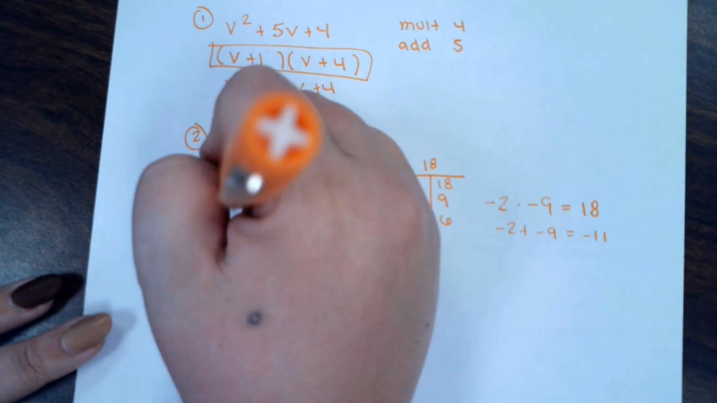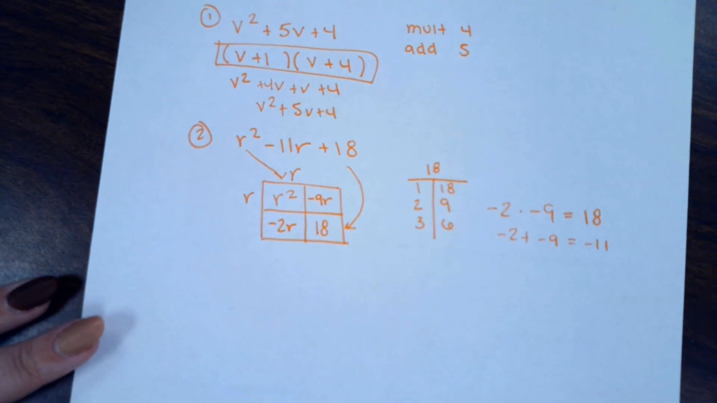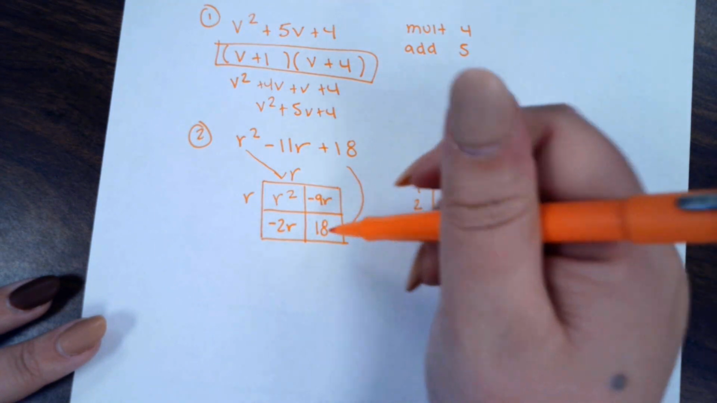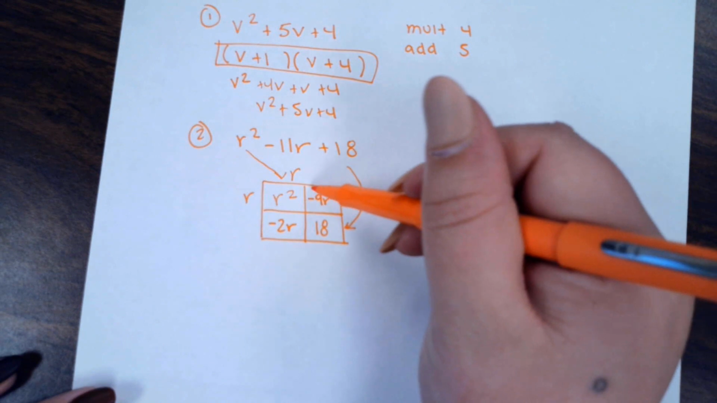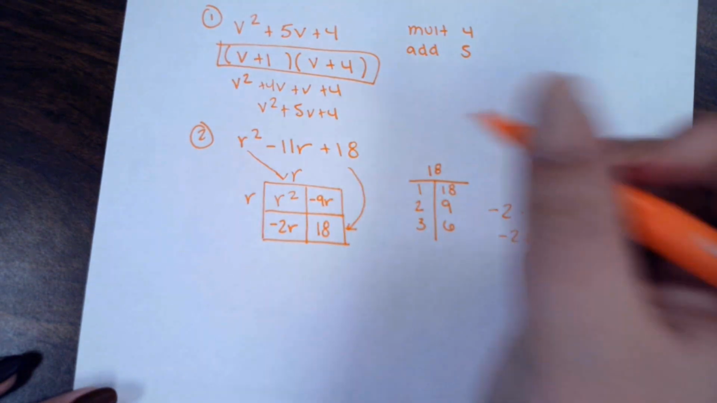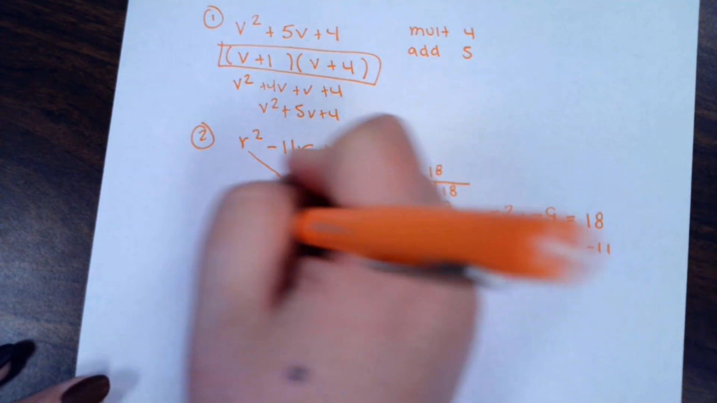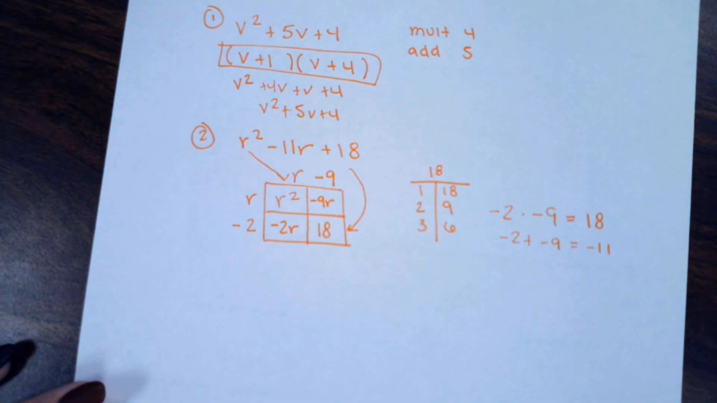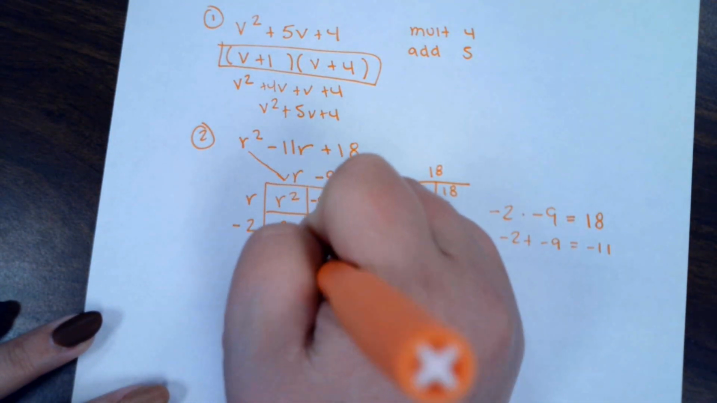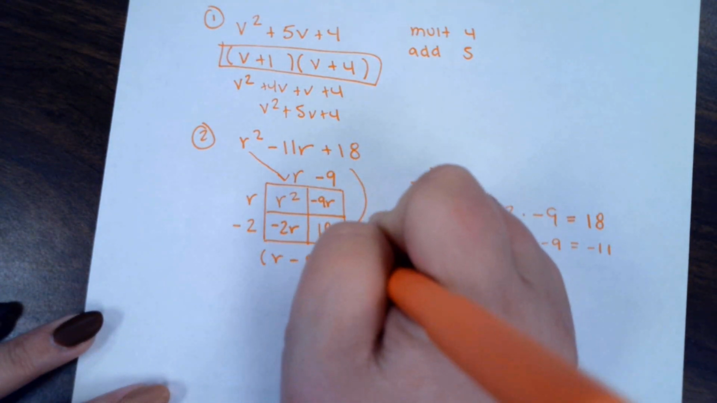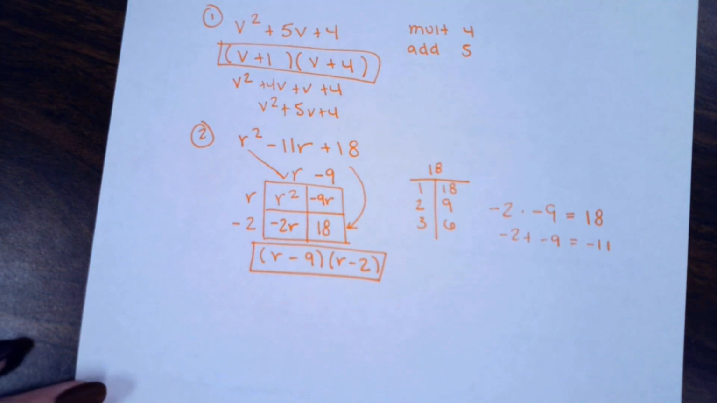The GCF of this, or sorry, I should have said column there. The GCF of this row is r. And then we're going to move over here. The GCF of negative 9r and 18. Since this box, that value is negative, our GCF is going to be negative. So negative 9. And then over here, GCF negative 2. And then we have our answer: r minus 9, r minus 2. There you go.